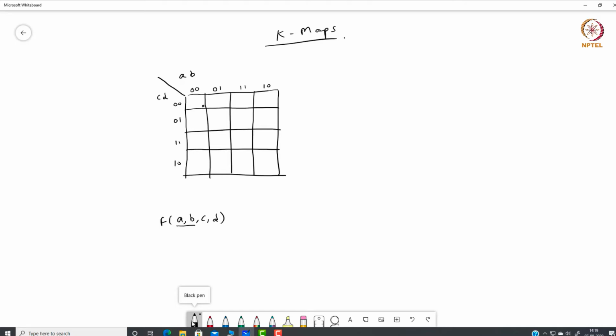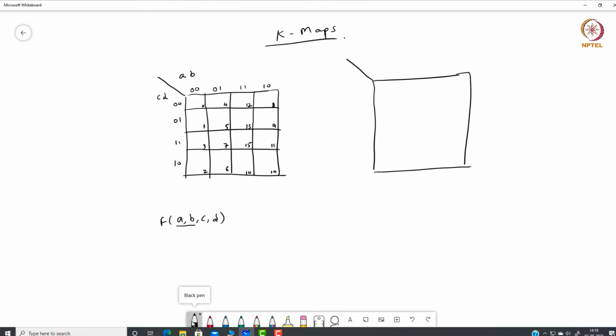So we can write 0, 1, 2, 3, 4, 5, 6, 7, 8, 9, 10, 11, 12, 13, 14 and 15.